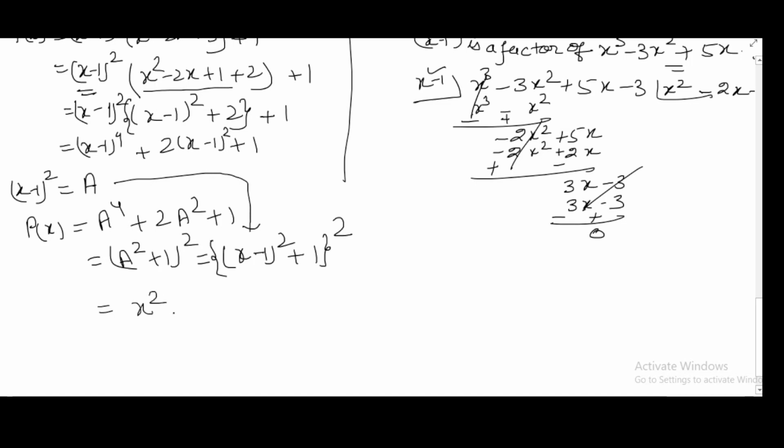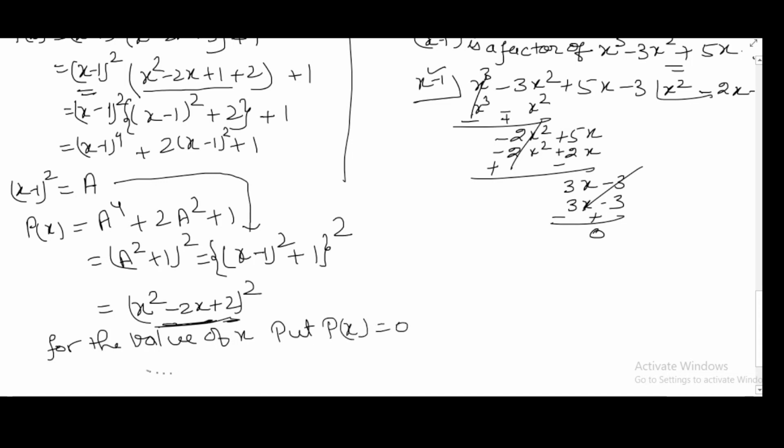So now finally we will have x square minus 2x plus 2 whole square, okay. And now the factor of this will give you the values of x. So for the value of x, put px equal to 0, that means x square minus 2x plus 2 into x square minus 2x plus 2 equal to 0.